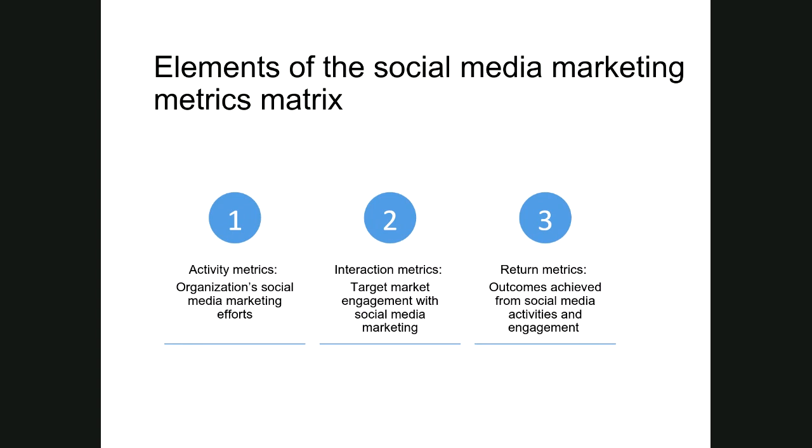Say that 3 times real fast. So you've got activity metrics. How often are you posting? When? Are you posting weekly, daily? Or do you want to post 6 times daily? Or once a week? Or what it is? You would measure your activity. Interaction. How many times do people engage with your posts? And hopefully they're in your target market, but anybody that engages with your posts would be good. And then return metrics.